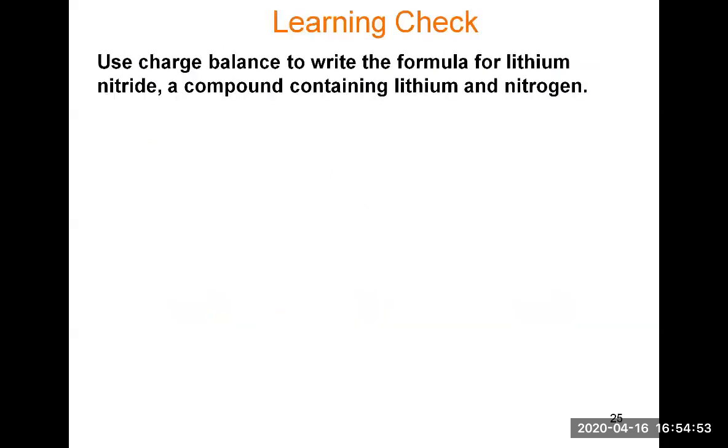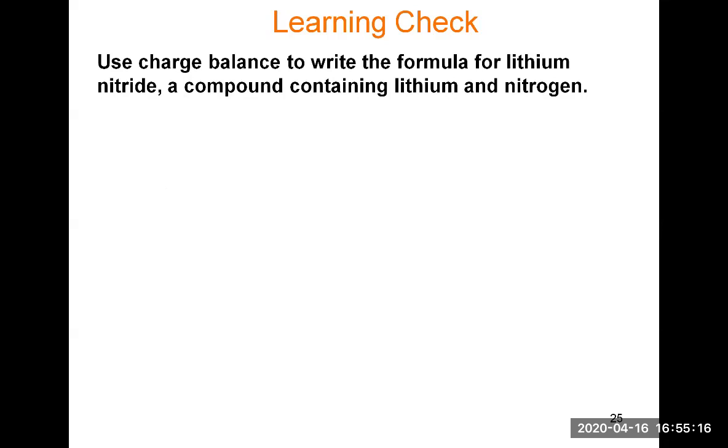So let's go through some learning checks. For this, we will practice by writing the formula for the compound called lithium nitride. It's a compound containing lithium and nitrogen. Pause the video to work this out on your own before you watch the answer.